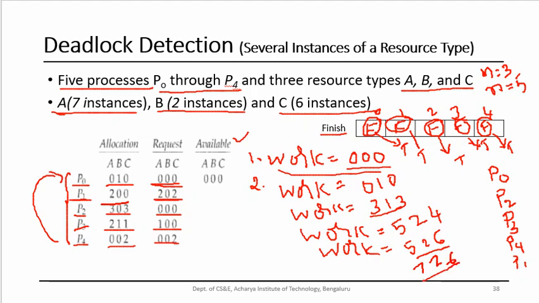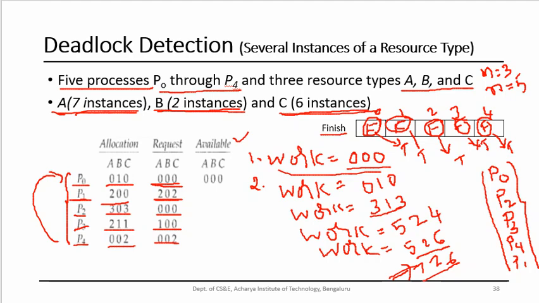Now if you look at the number of instances of each resource type that are present in the system, we finally arrive at this number, and with this order of execution of processes we could complete executing all processes. Therefore the system is not in a deadlock state, or it is not deadlocked. Okay, now we'll have to take an example where the system is in deadlock, and see how this algorithm is going to detect that.